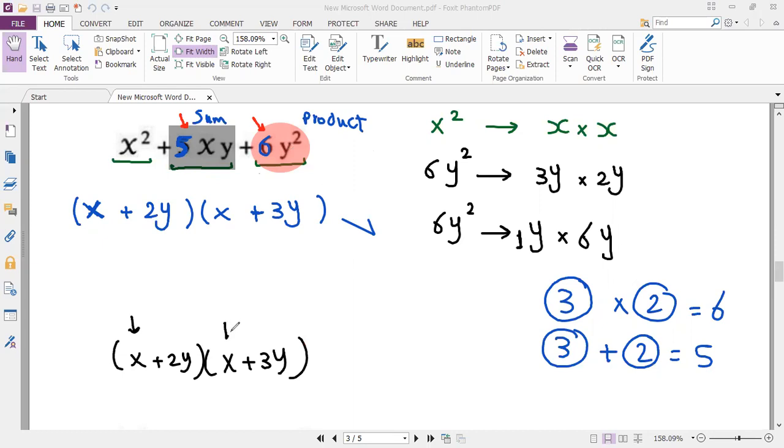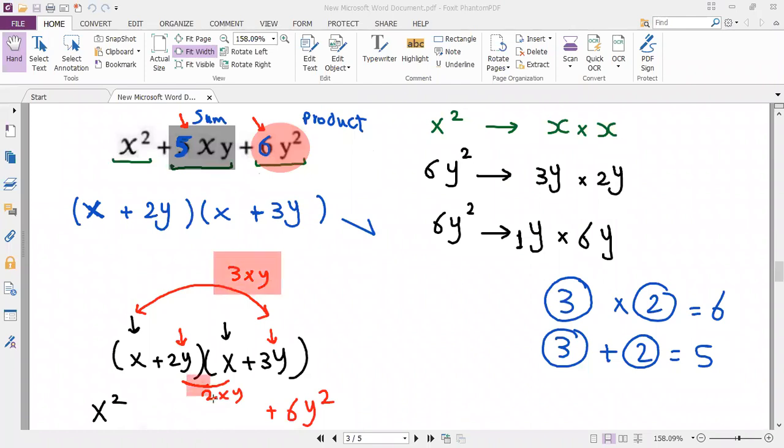Multiply x by x. x multiplied by x is x squared, the first multiplied by the first. And multiply the second by the second: 2y multiplied by 3y is 6y squared. And if you multiply the extremes, x multiplied by 3y is 3xy. And the means, 2y multiplied by x is 2xy. Adding the extremes to the means, 3xy plus 2xy is 5xy. So you write in the middle plus 5xy.